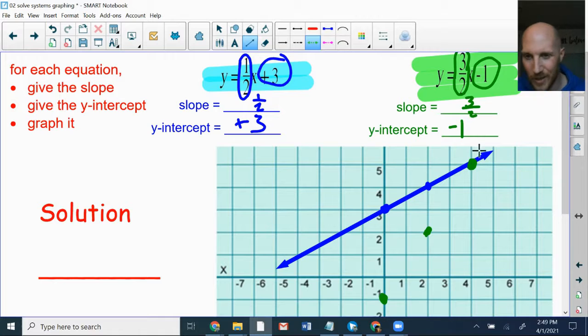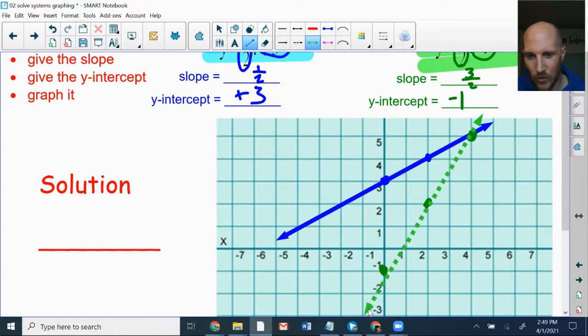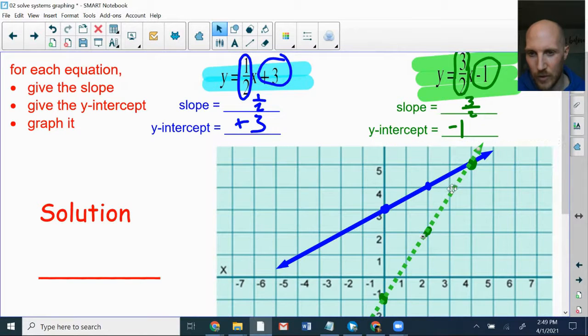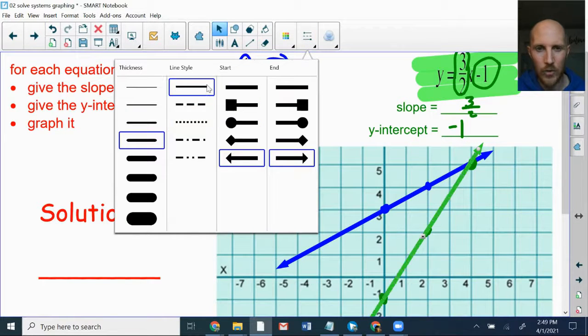So this is going to be a dotted line. I will change this to a solid line. The default is a dotted line on this one. Get this changed to a solid line.